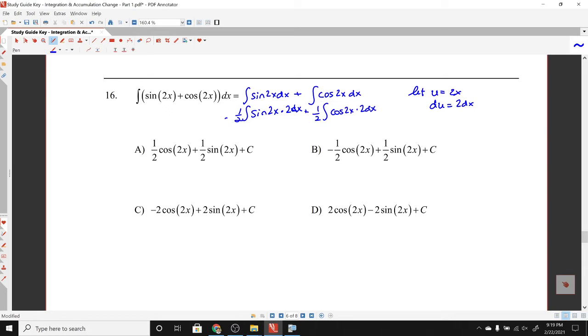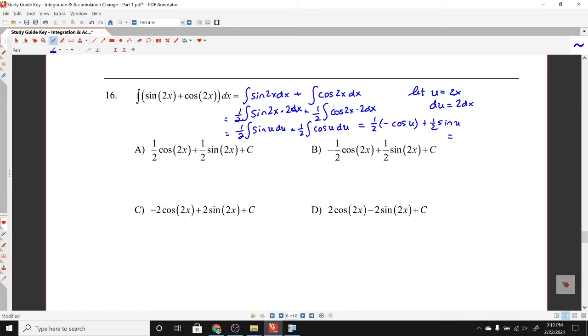So we have then 1/2 times the integral of the sine of u du plus 1/2 times the integral of the cosine of u du. I'm going to go ahead and continue horizontally. So I get 1/2. Now, the integral of the sine is the negative cosine of u plus 1/2, and the integral of the cosine is the sine of u.